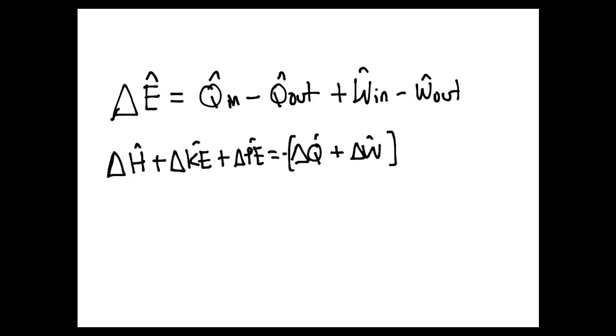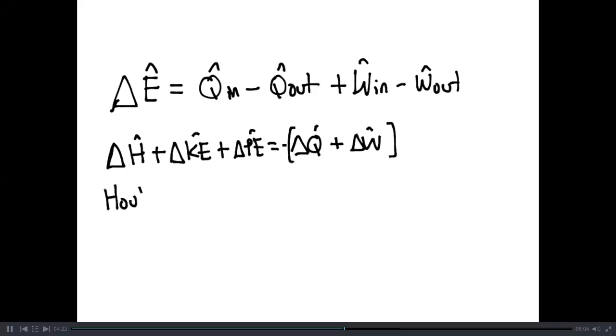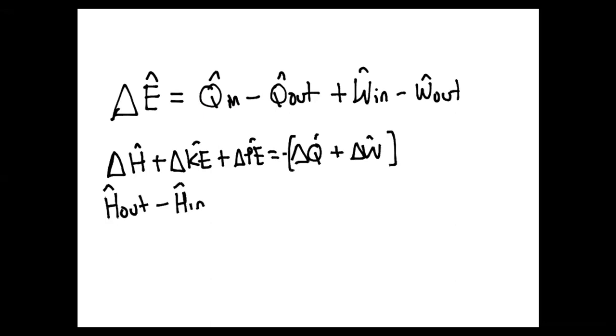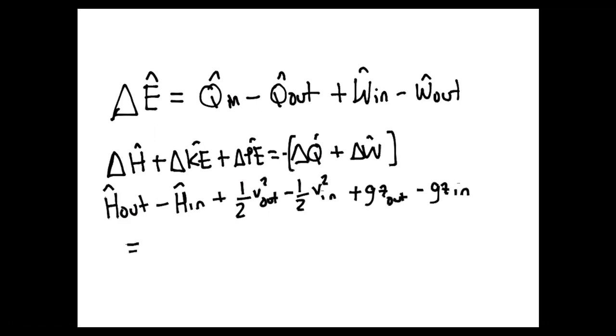And then we can put the balance as H out minus H in, plus 1/2 of velocity squared out minus 1/2 of velocity squared in, plus gravity Z out minus gravity Z in, is going to be equal to heat in minus heat out plus work in minus work out. And everything here is specific right now.